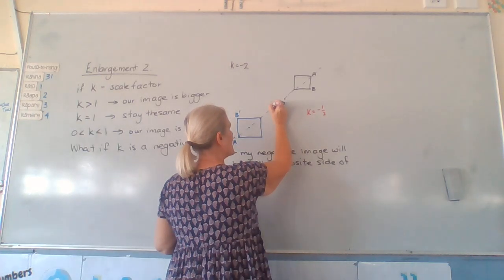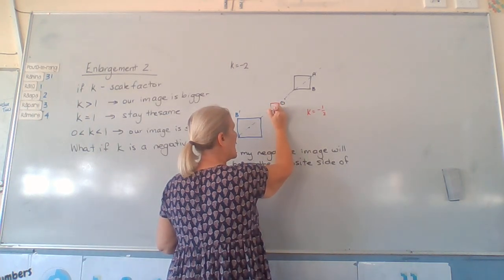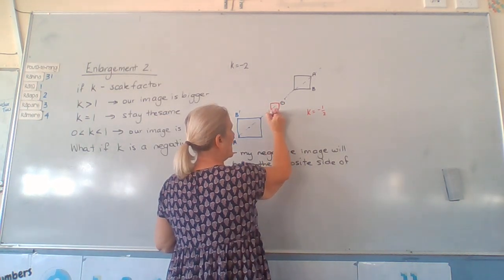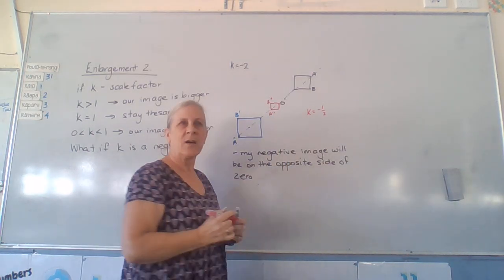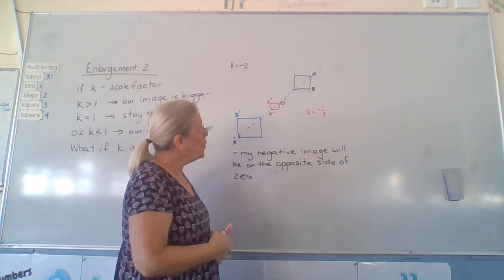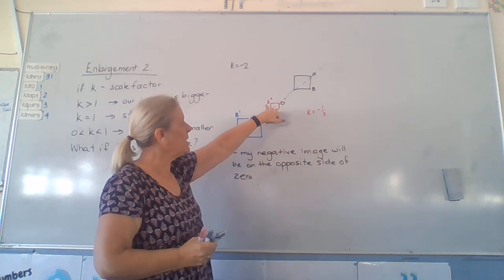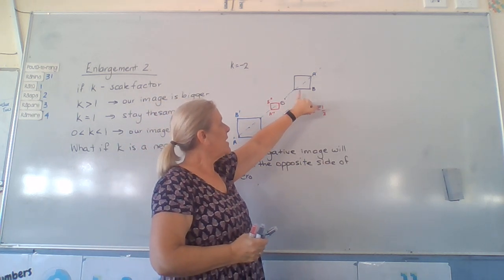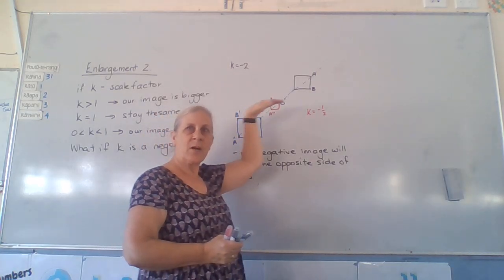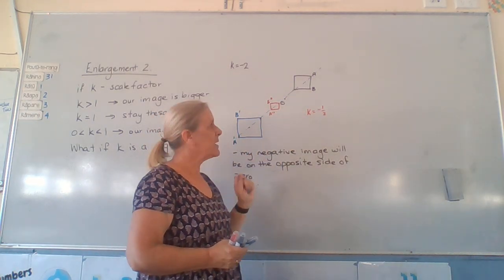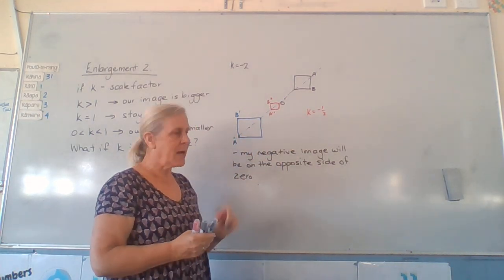I'm going to have a little square here that's half as big with A double dash here and B double dash here. So it would always go through 0, the image point and the original will be on the same line, no matter what we're doing. Okay, so that's the one part.